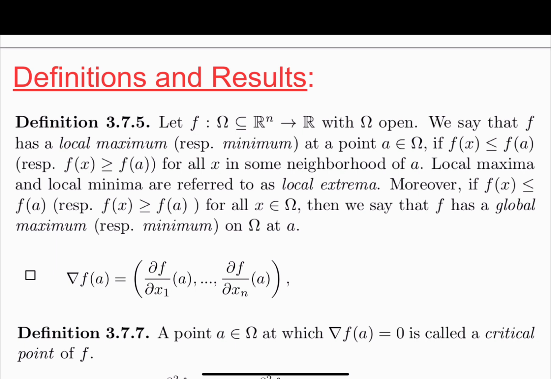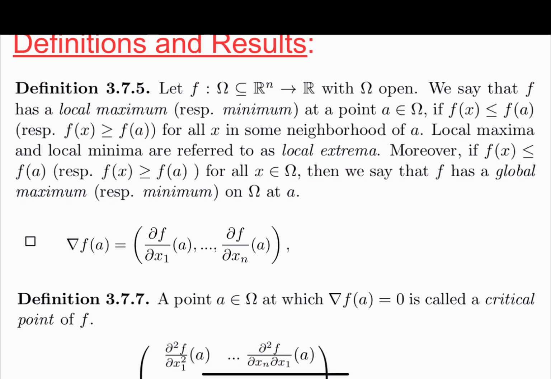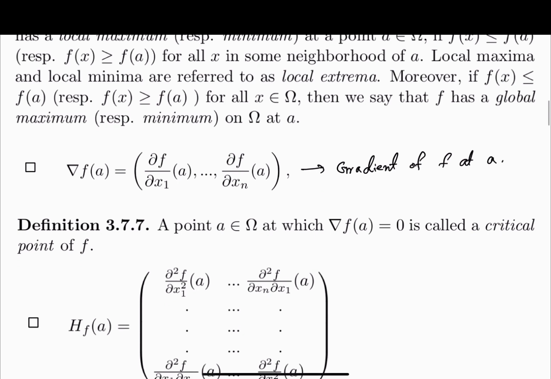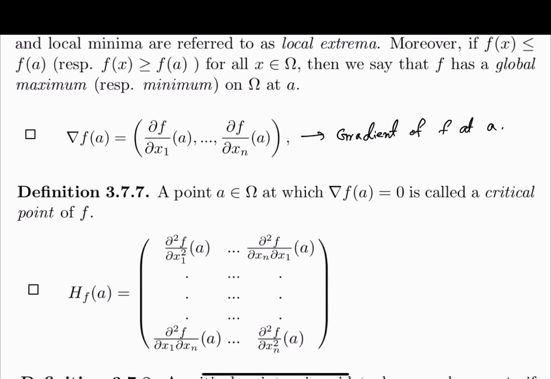Moreover, if the inequality f(x) less than or equal to f(a) holds for all x in the domain, then we say that f has a global maximum, and if f(x) is greater than or equal to f(a) for all x, we say that f has a global minimum. Now let's define the gradient of f at a. It is defined by the partial derivatives of f with respect to x1 up to xn. These are n partial derivatives, and this is a vector.